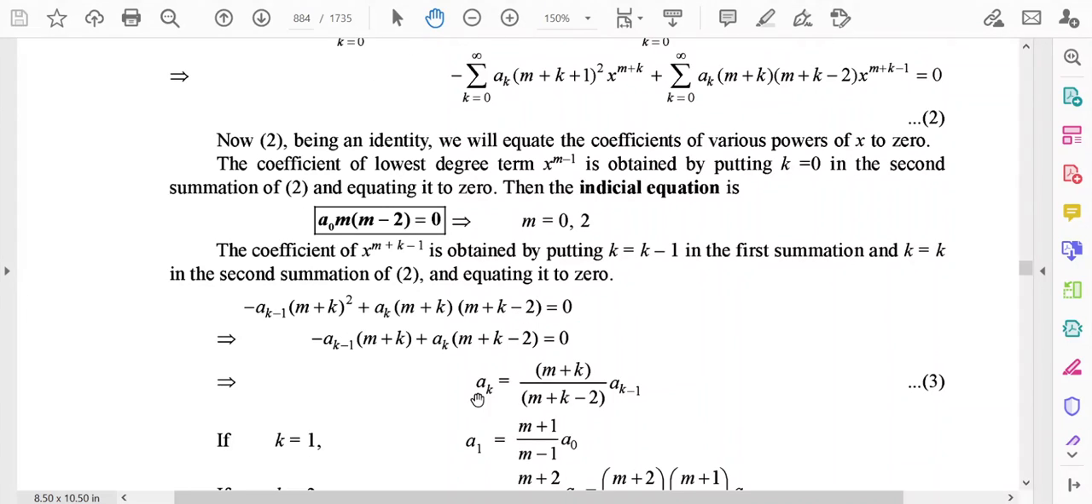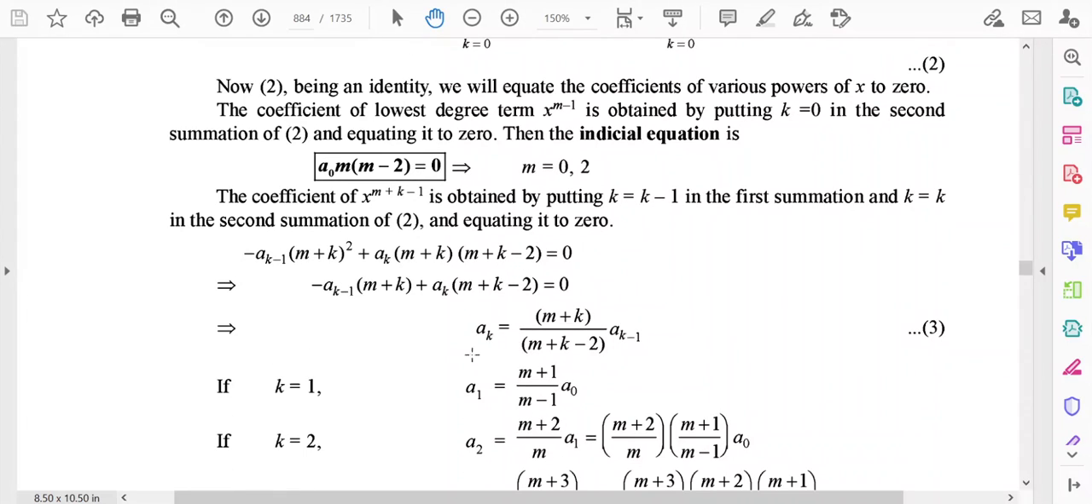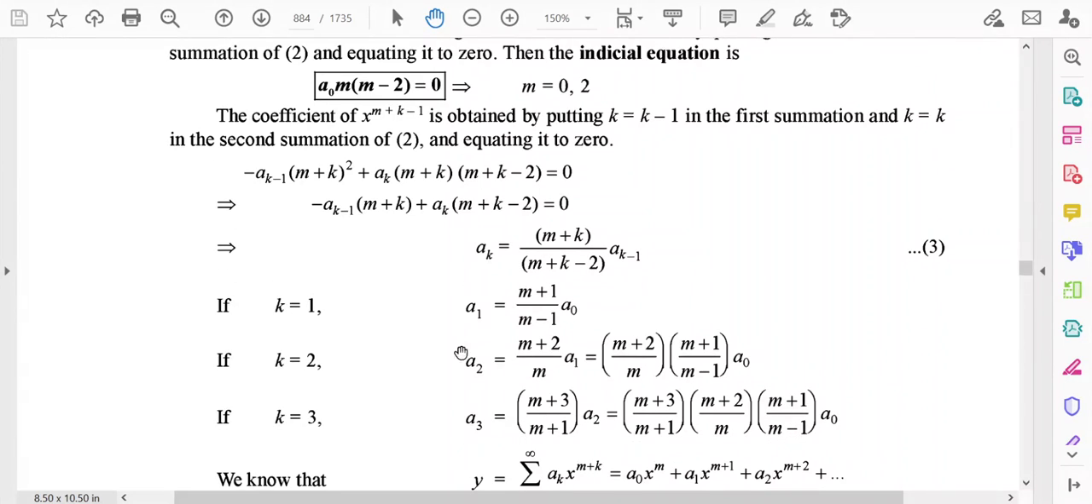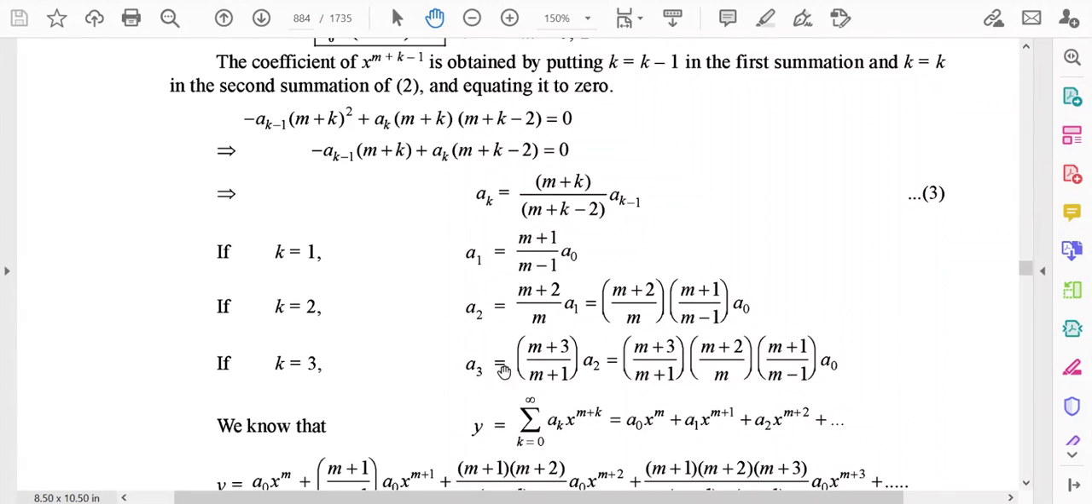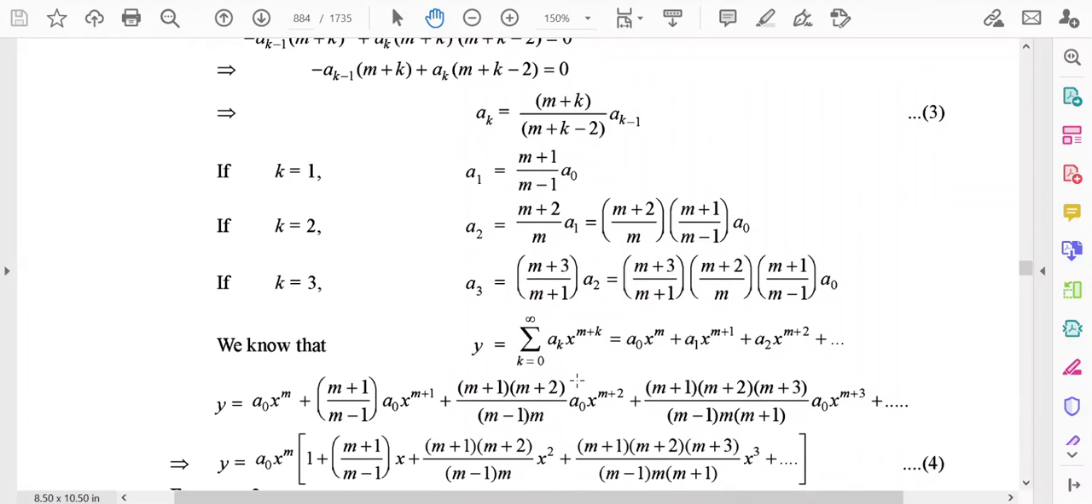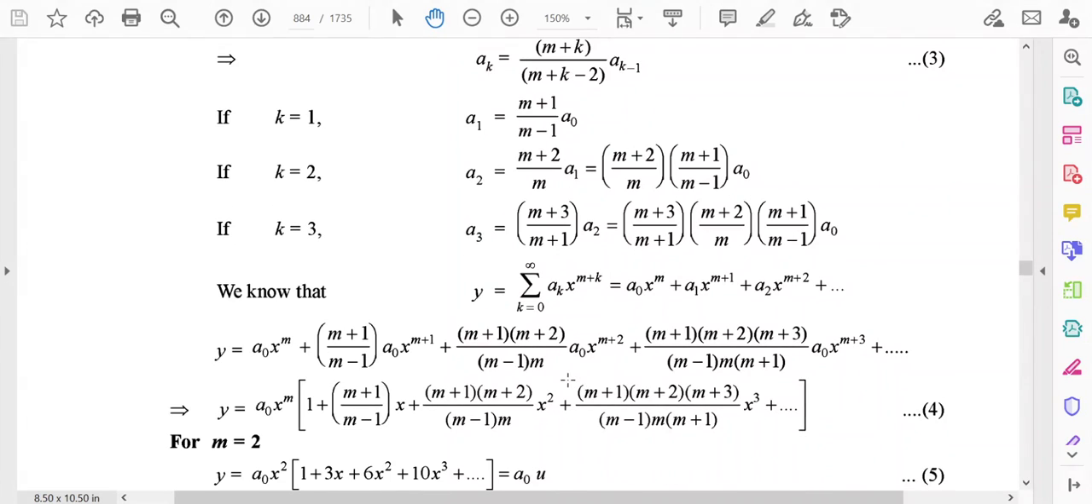So in this way you are obtaining a general equation like this, that is ak is equal to (m plus k) by (m plus k minus 2) times ak minus 1. So you can obtain the value a1, then a2, then a3 in this manner. So the general solution y is equal to the sum of ak into x to the power m plus k will be like this, that is you have to put different values of a, and ultimately you can obtain a general solution like this. This is the structure of the general solution. Equation 4 is the general solution.